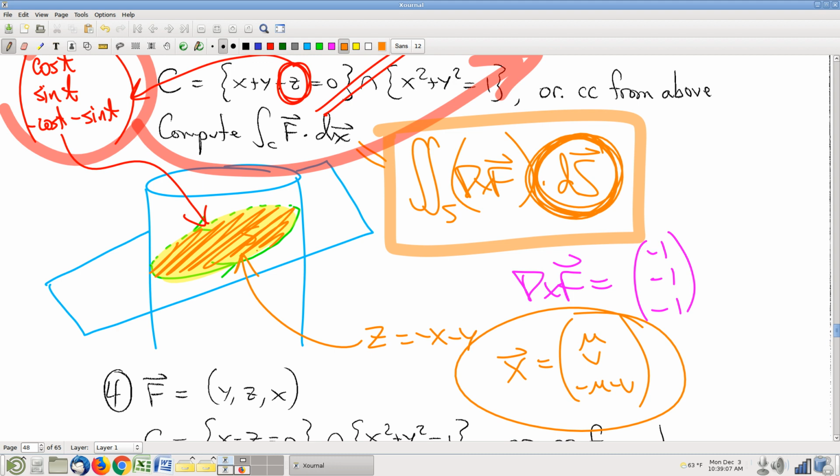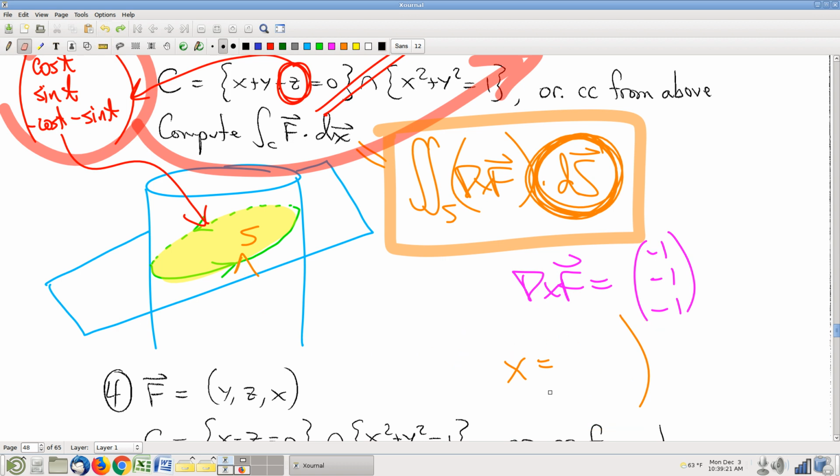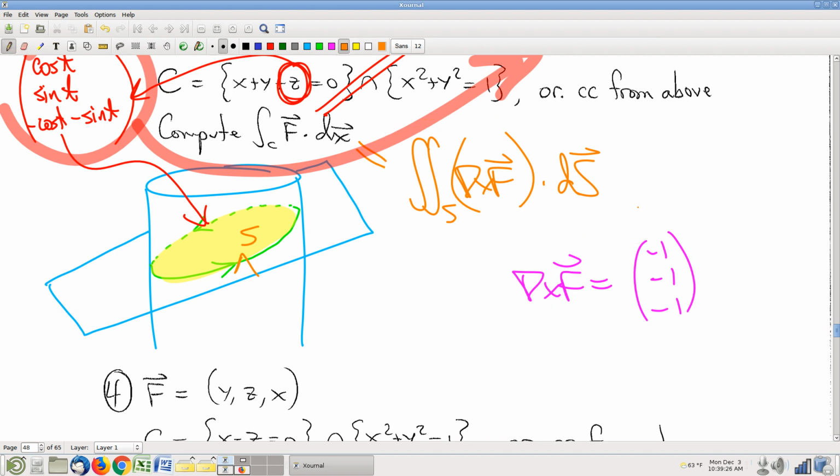On the other hand, if you want to know, can I just look and find capital N? Definitely not. Capital N depends on the parameterization, and I do see this a lot. So I'm glad you asked that question. Lots of students mistakenly write as follows. They say, okay, well, the curl is -1, -1, -1, and the normal vector is, let's see, 1, 1, 1. And students will just write this down.